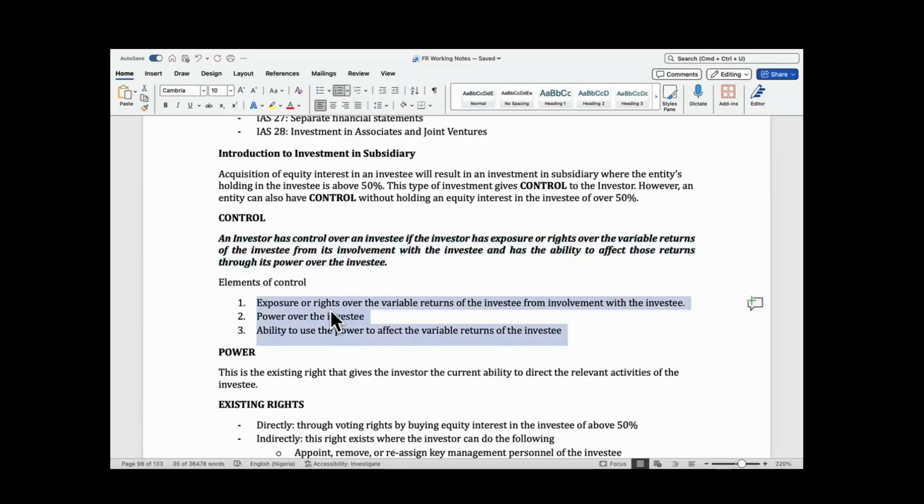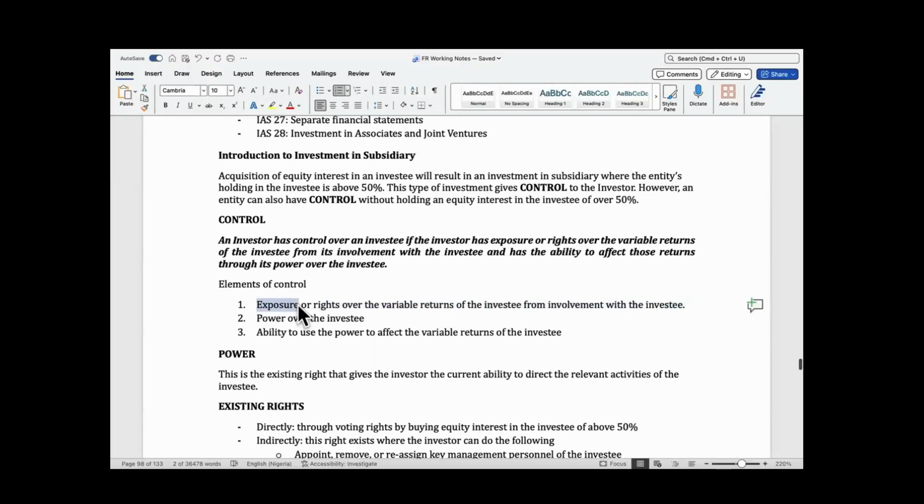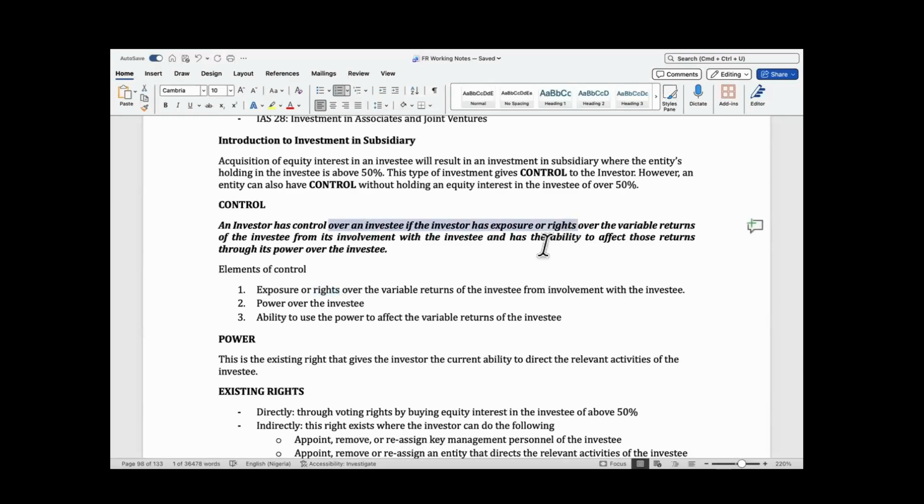So number one is exposure or rights over the variable return of the investee from its involvement with the investee. So when you are exposed to or you have rights to variable return. When we say variable return, we mean the sales, the income of that investee. When you're exposed to it, exposure means if he's making a lot of money, you benefit. If he's making loss, you also lose. So you're exposed to it. And also you have right over it, meaning you are part of the people that will share in it. That's the first part of this definition.